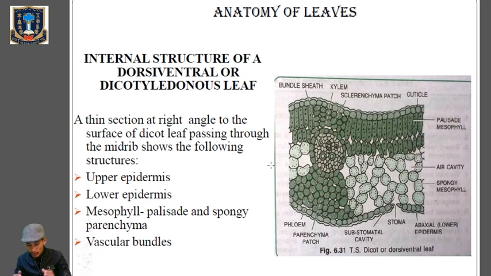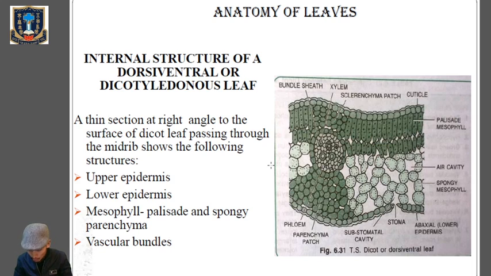Clear? So therefore the leaves of the dicotyledonous plants are arranged in a horizontal position, that is at right angle to the rays of the sun, so that the upper surface of the leaf will receive more sunlight than the lower surface. Since in such a leaf only one side is getting a higher amount of sunlight compared to the other side, it is known as dorsiventral leaf.